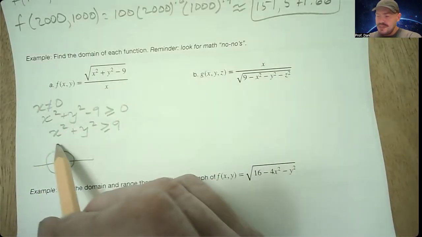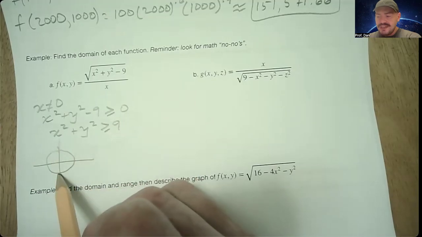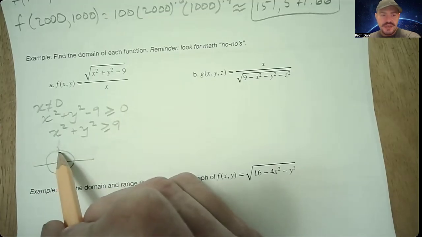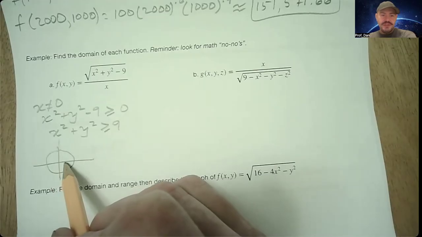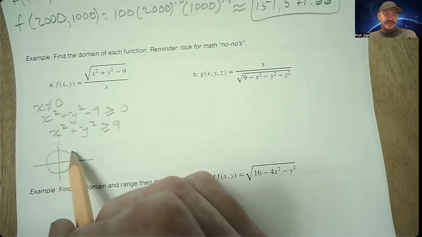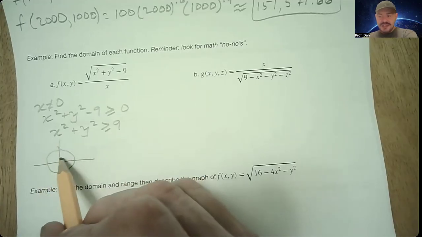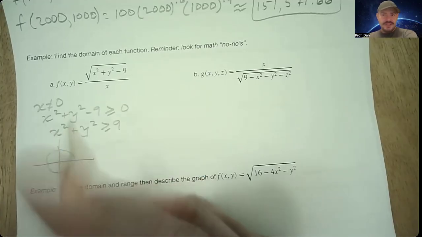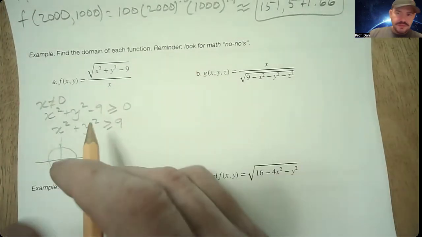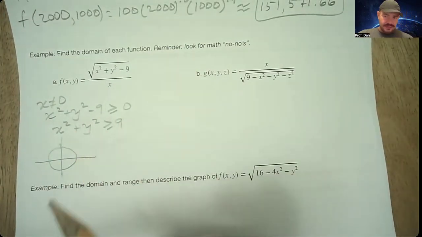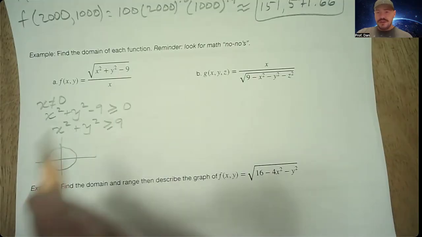So basically, we can't be on the y-axis. We can't be inside the circle. We can be on it, we can be outside of it and not on the y-axis, but we cannot be inside, we cannot be on the y-axis. So graphically, geometrically, that's how you would describe the domain.